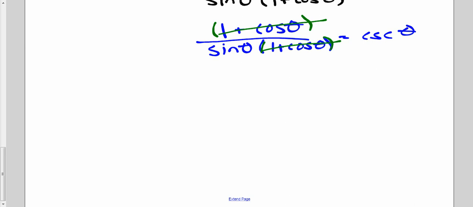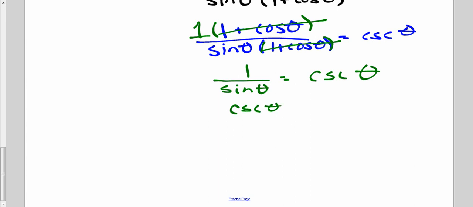So what does that leave me on the numerator, Logan? 1. Magic, right? So this is going to be 1 over sine theta equals cosecant theta. Is that a truism? Yes. How do we know? It is an identity. So now I can say cosecant theta equals cosecant theta, QED.